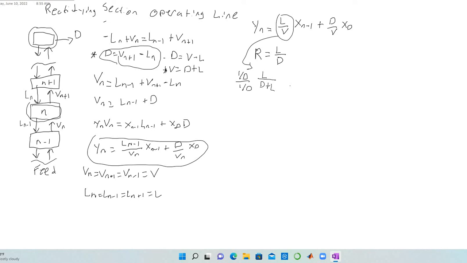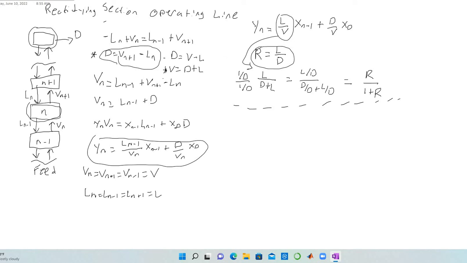I am sure we all know how to do algebra by now. So we're left with L over D divided by D over D plus L over D. And we just defined reflux ratio R as L over D. So that means this is equal to R divided by 1 plus R, the reflux ratio. So we're putting everything in terms of reflux ratio. Now, we're going to have D over V, and we're going to do the same thing.